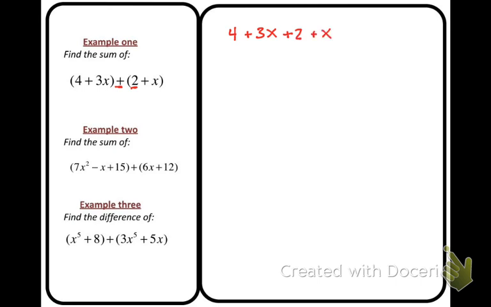Now remember that we want it in standard form, so we want our variables to always go first. First I'm going to collect my like terms. I have 3x here and a 1x here, so 3 plus 1 is 4, so we have 4x. Now I'm looking at my constant terms. I have a 4 here and a 2 here. Those are like terms as well. So 4 plus 2 is 6, and that's my final answer. I have no other terms to collect, and I can't simplify this any further. So our answer is 4x plus 6.